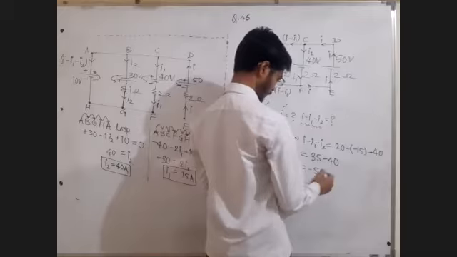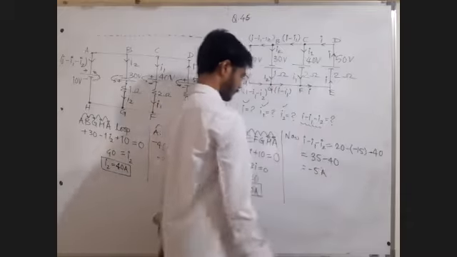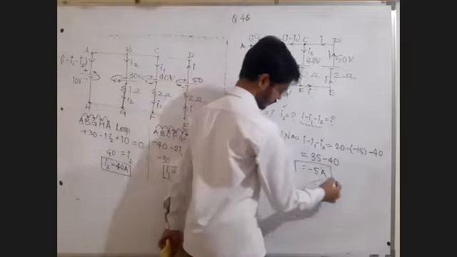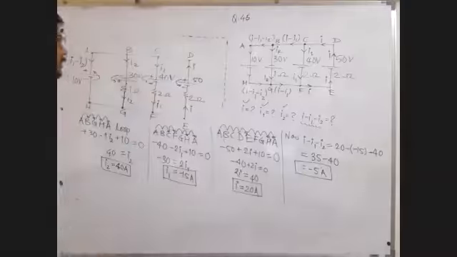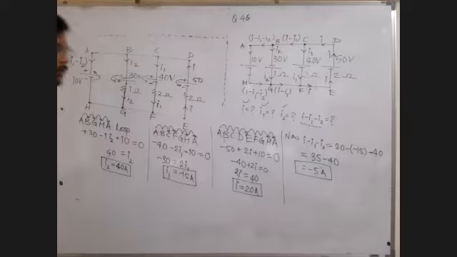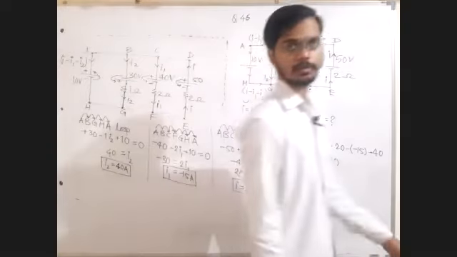Whatever answer comes, leave it as it is. That's it. The answers that came out negative, ultimately the directions of those currents shall be reversed in the circuit. After this, reply in the chat box, clear and written, CW. Question over.